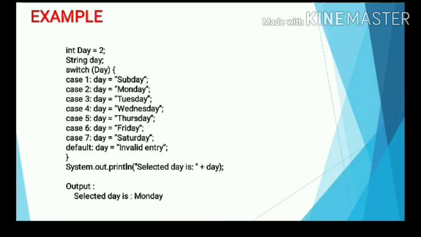So the value 2 is assigned in the program. That value is matched with the cases. Here the 2 is matched with the second case. So Monday is stored in the string type variable day. And then the output of this example is: selected day is Monday. For example, let us consider day equal to 4, then the day value is matched with the fourth case. So in that case, Wednesday is printed as the output.